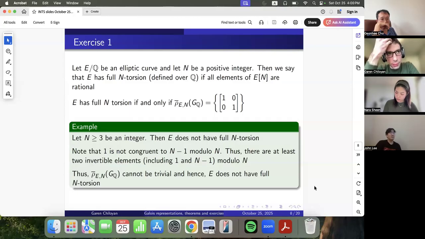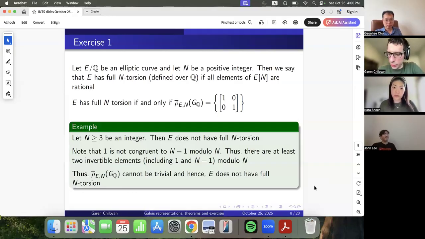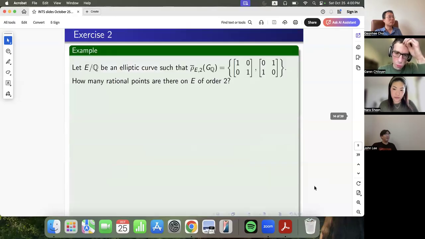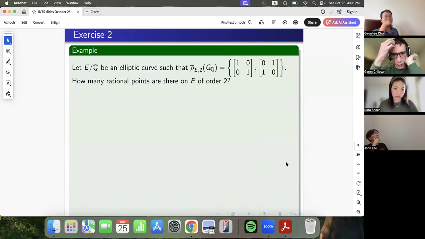All right. Any other questions, suggestions, comments? Let's move on to the final question for today. Let's say E is an elliptic curve defined over the rationals such that the image of the mod 2 Galois representation is this group. I listed off every element of the group. You have 2 elements, (1,0,0,1) and (0,1,1,0). How many rational points are there on E of order 2?